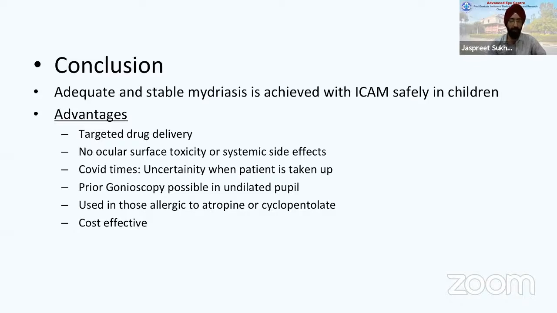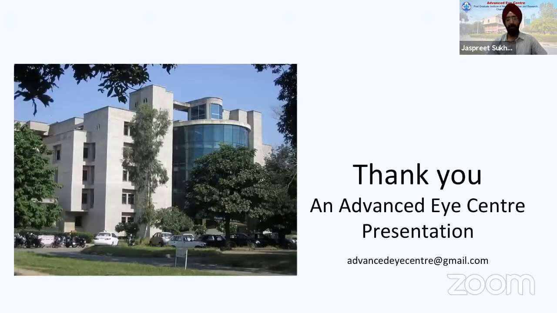Even in those who are allergic to atropine or cyclopentolate, it's a very good alternative. And it's cost effective. You're not using 3 drugs, which will cost you maybe about 300 rupees. It's just a simple one, probably costing less than 1/3 of the price, and delivering something which is quite fast. So that's the beauty of the intracameral anesthetic mydriatic when you use it in children.